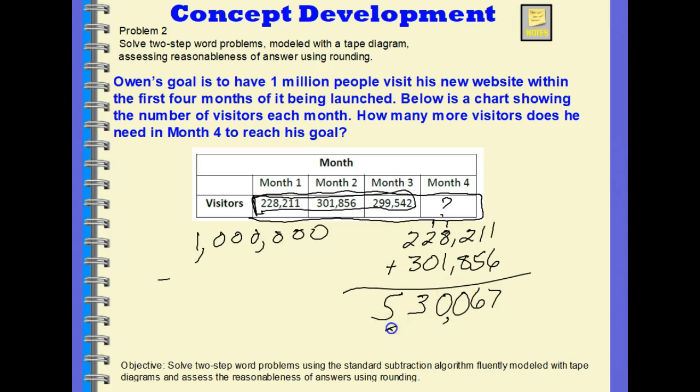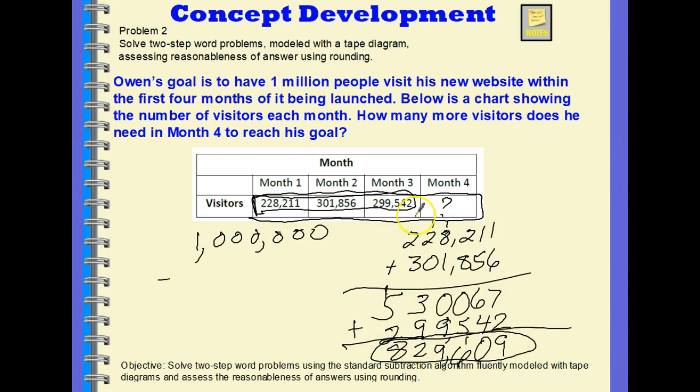And then we add the 299,542. 9, 10. This one is 6. 9, 12. 6 and 2 is 8. So we have 829,609 so far visitors. So now we need how many more?